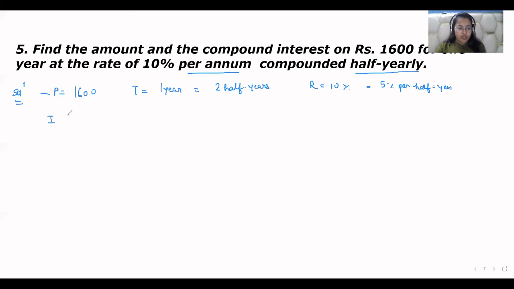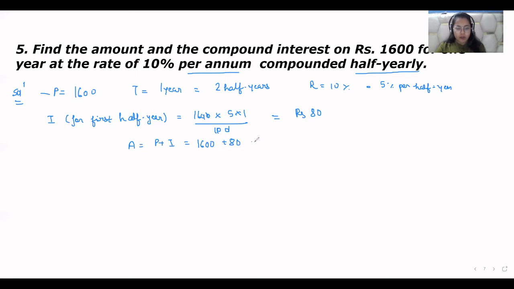So we'll find the interest for the first half year. Principal 1600, rate 5, and we'll take it as 1 over 100. It is 16 times 5 is 80. So our first half year interest is rupees 80. And what is our amount? Principal plus interest. Principal is rupees 1600 and interest is 80. So our amount is rupees 1680.